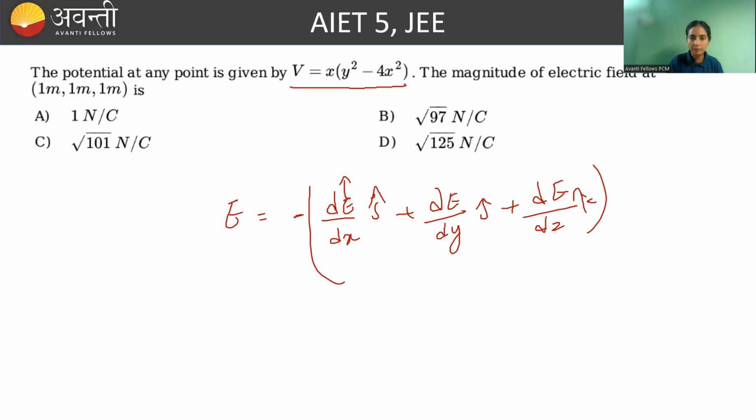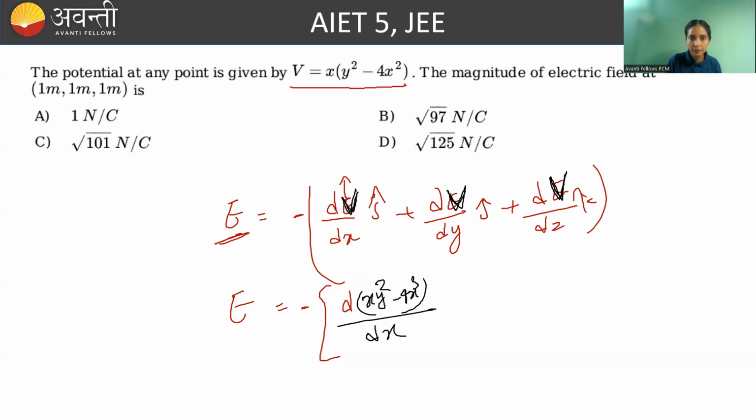So let's put the values now. Sorry, here I have written the wrong formula actually. This is V, not E, because we are already calculating V. So this is V. When we are differentiating V with respect to x, we will consider y and z as constant, right? So let's put the value of V here. The value of V is xy square minus 4x cube. We need to differentiate it with respect to x, plus dV by dy. Again, put the same value here.